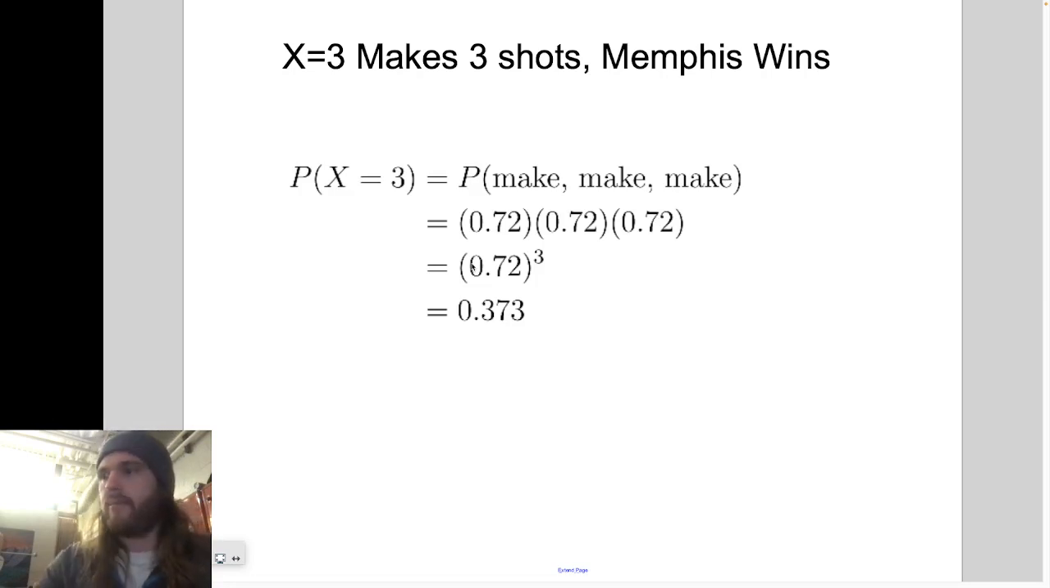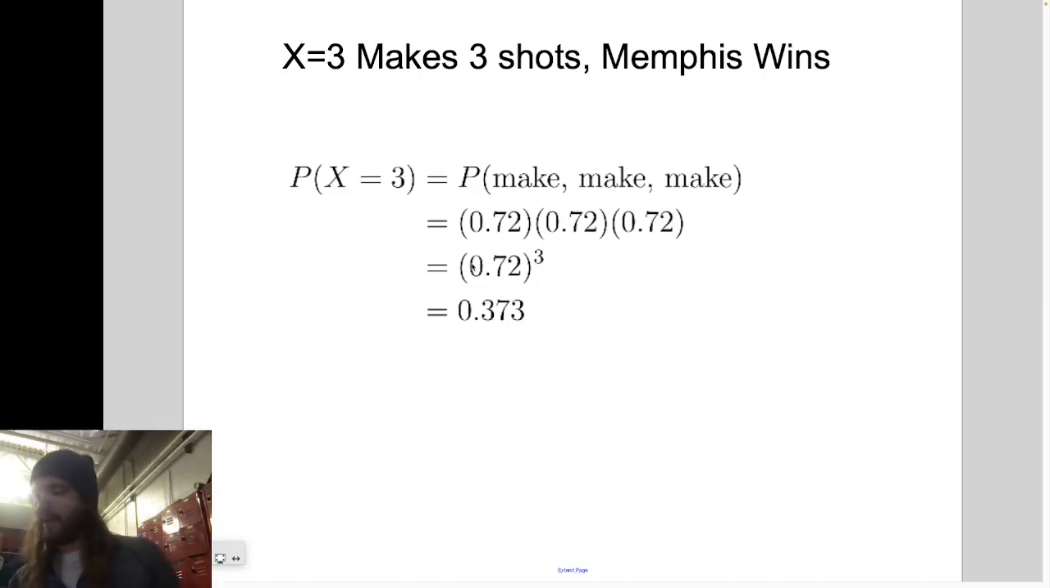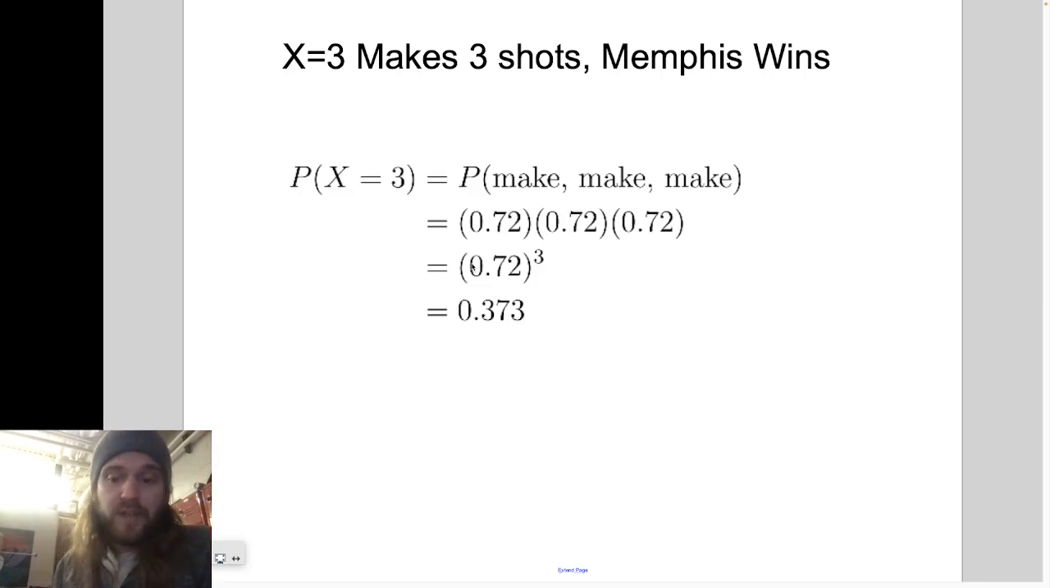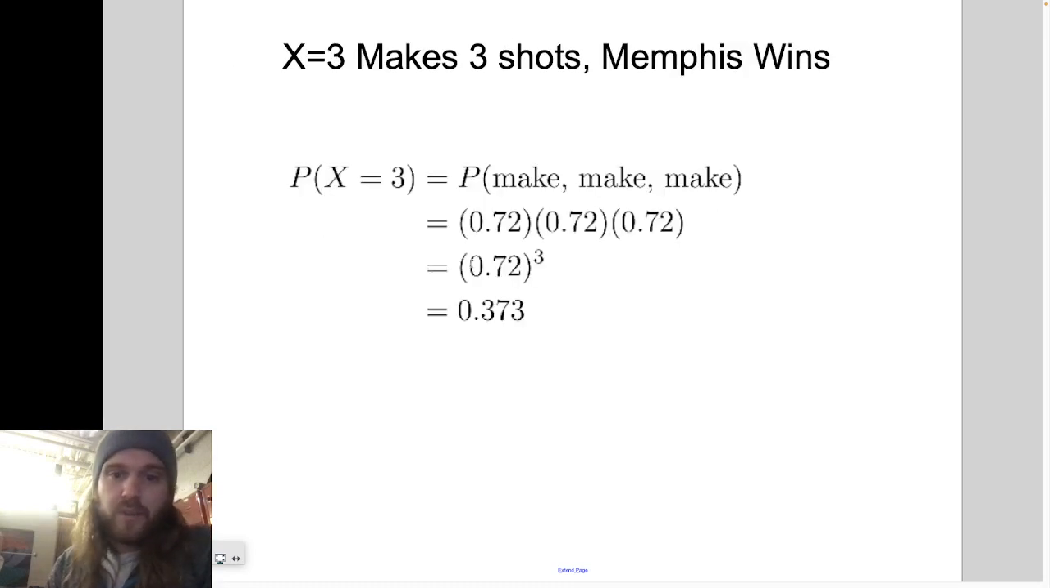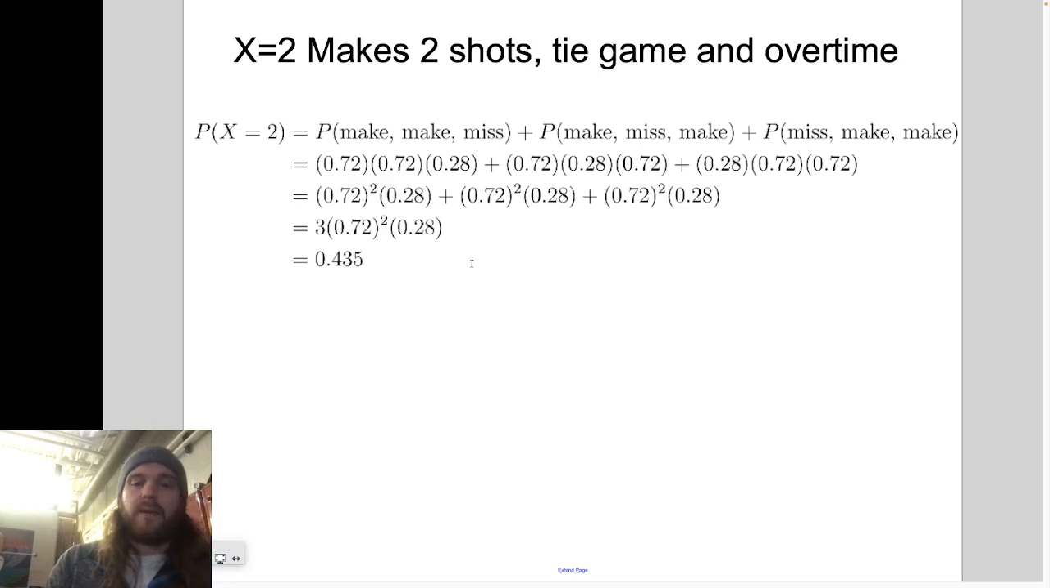So working from here, let me make sure I've covered all my bases. We can start doing calculations, like what's the probability that they lose? Well, that would be the probability of x equals 1 plus the probability of x equals 0, which is 19.1%. There's a 19.1% chance that they lose. What's the probability that they win? Well, that would just be x equals 3. And what's the probability that they tie? That would be 43.5%. So we can talk about those things. Okay, cool.